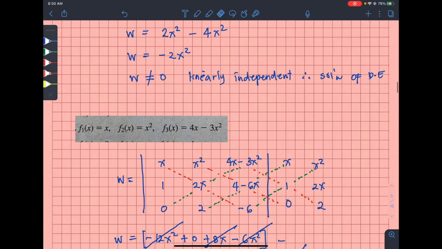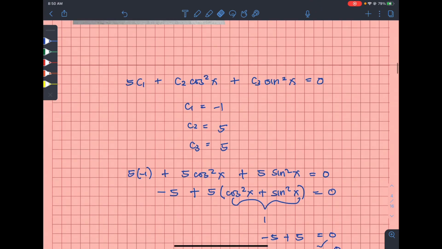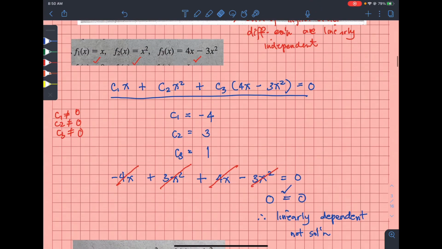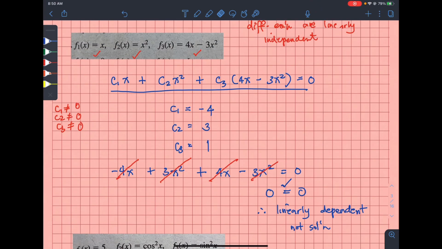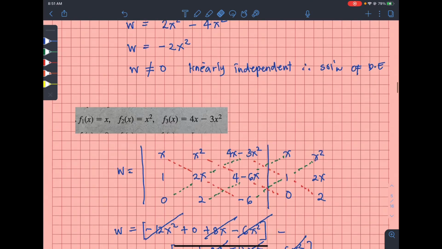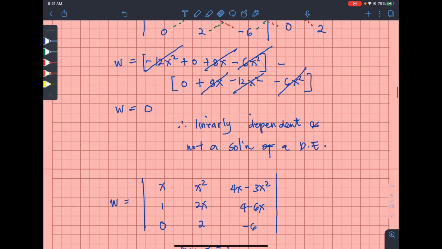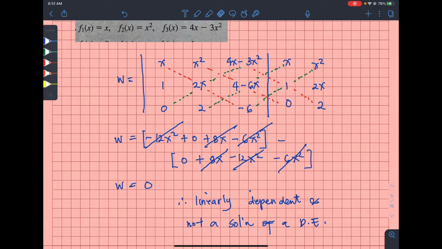So checking again, yung first example natin is 1. Okay, so when we just assume the values of C1, C2, and C3, the answer is linearly dependent. Because it is equal to 0, and in Wronskian, it is also equal to 0 as well.